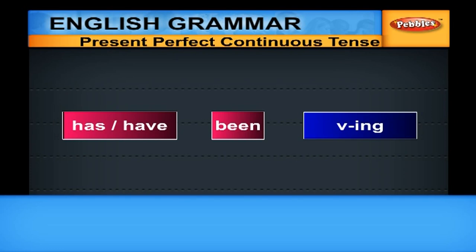The tense is indicated by have or has. The perfect is indicated by been, which is past participle form of be. The continuous is indicated by VING form. Present perfect continuous is equal to have or has plus been plus present participle VING.